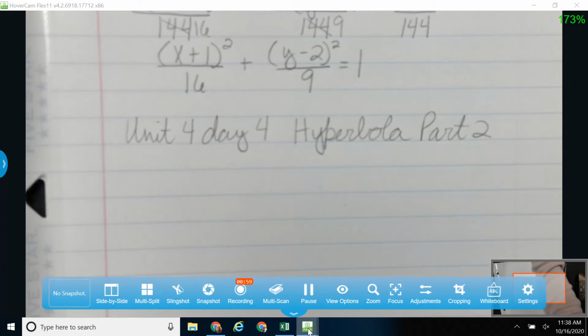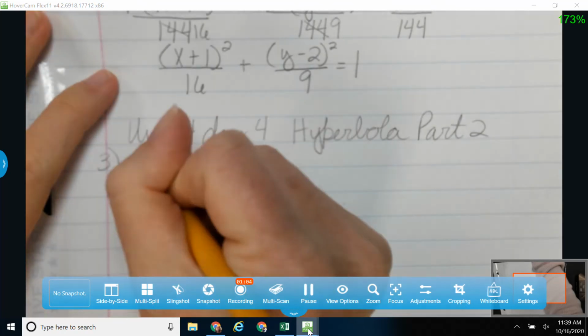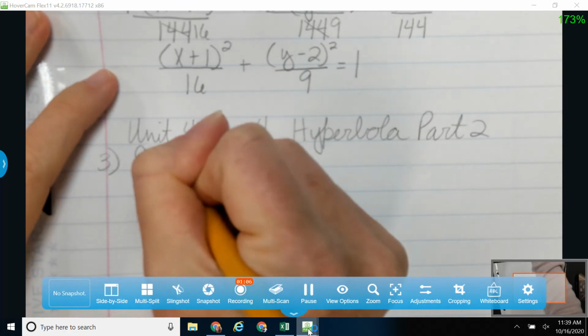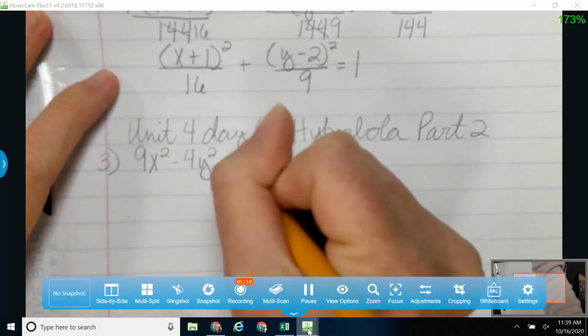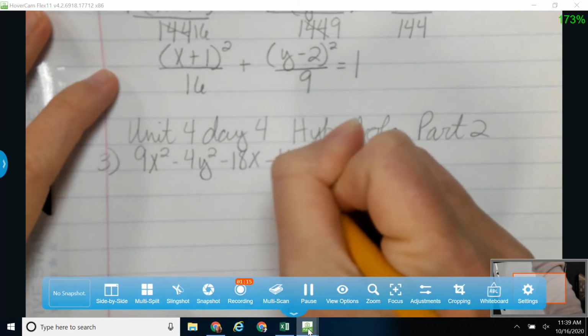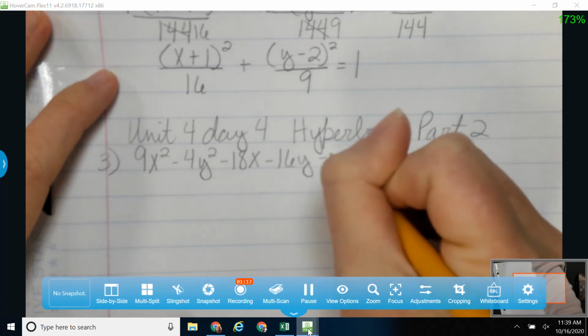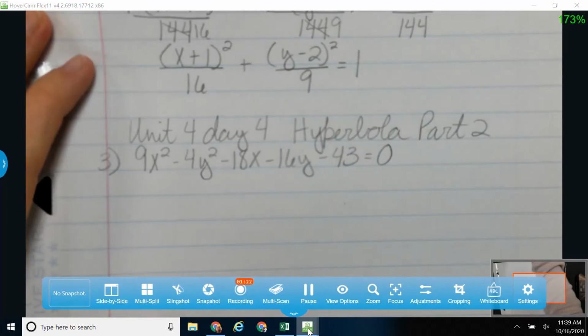All right, so let me give you a big long equation to start with. So number 3, we're going to take a look at 9x squared minus 4y squared minus 18x minus 16y minus 43 is equal to 0. Okay, so I'm going to take that big long equation, I'm going to change it into our formula format, and then we'll take a look at the graph. So we'll graph one more hyperbola today.